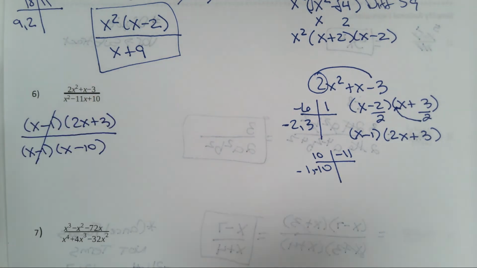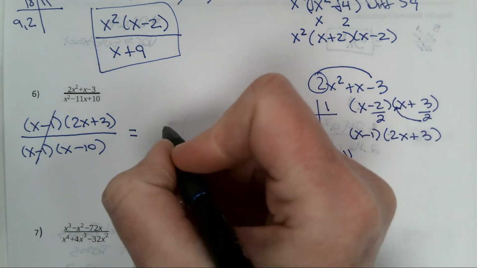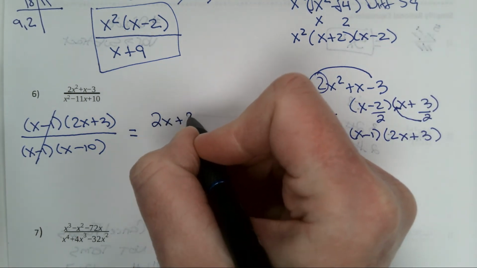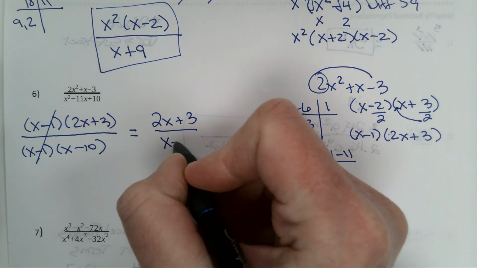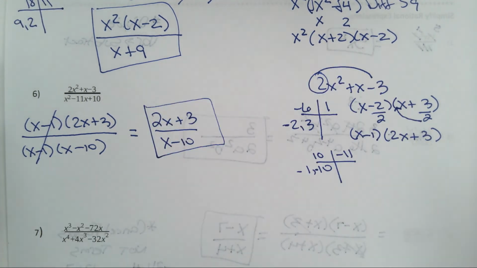I have common factors of x minus 1 in the numerator and denominator. They cancel out. Therefore, my answer is 2x plus 3 divided by x minus 10. All done.